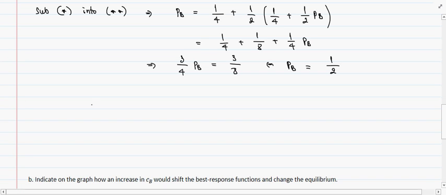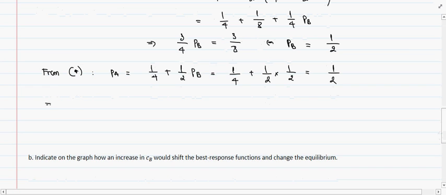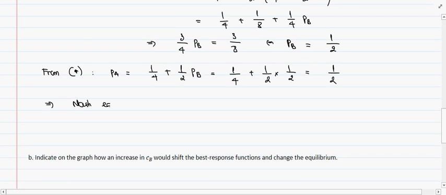Alright, so now I know the value of PB. I will just have to use the first star equation, where PA is just going to be equal to a quarter plus a half of PB. Knowing that PB equal to a half, that is going to give me a quarter plus a quarter, which is equal to a half. So the equilibrium in this case is for firm A to be charging exactly the same price as firm B, equal to a half.